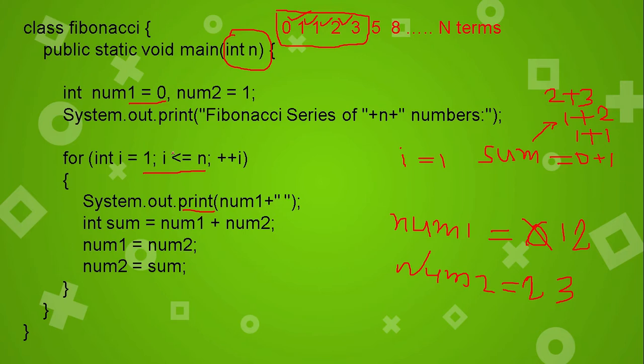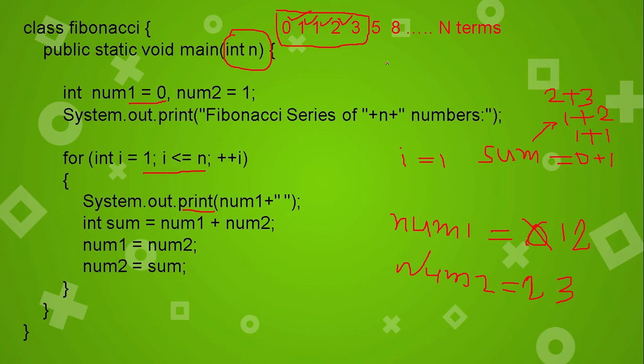5 less than or equal to 5? Yes. True. System.out.print num1. What is num1? What was the value which is stored over there? 3. So num1 will be printed. Okay, let us see this program.